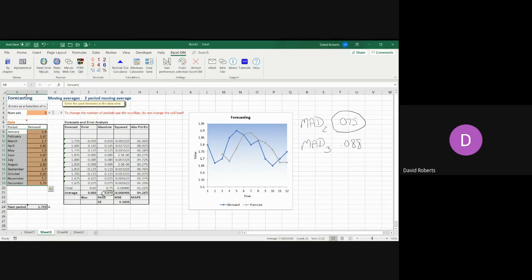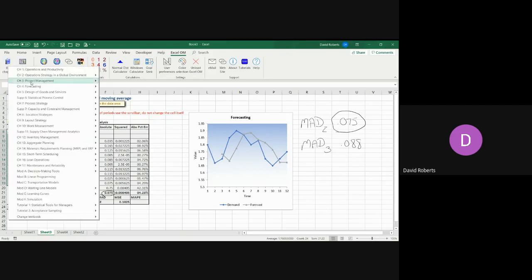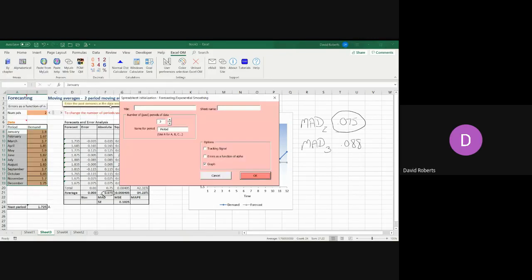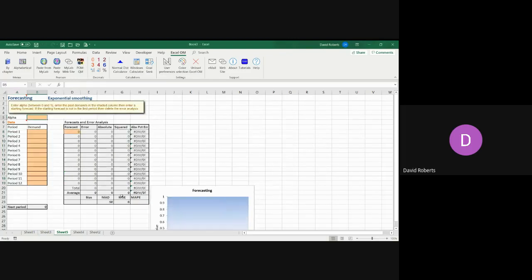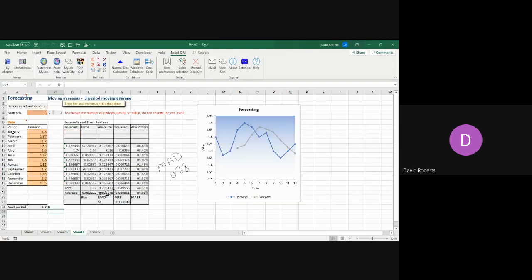Now, in part C of this particular problem, we are going to use exponential smoothing. So we go to forecast, we use exponential smoothing. We have 12 periods of data. Move the graph again. If you click the graph on and you don't need it, it's no big deal. And you can always just ignore it. So I'm going to copy and paste this from this sheet here.